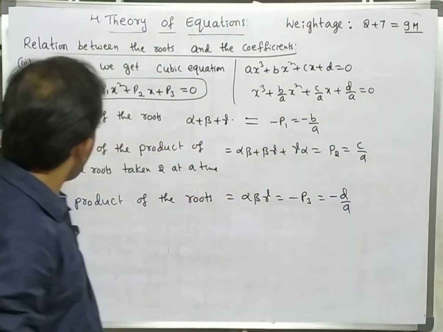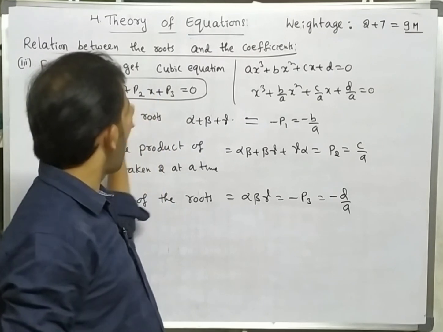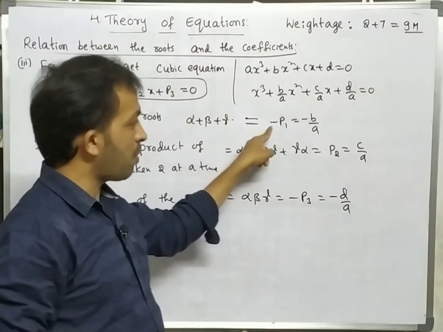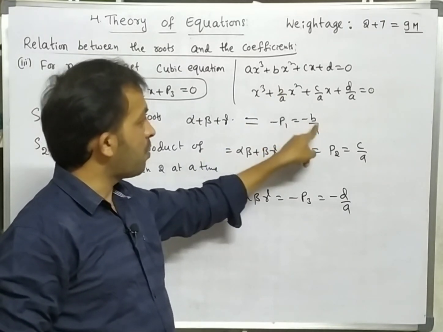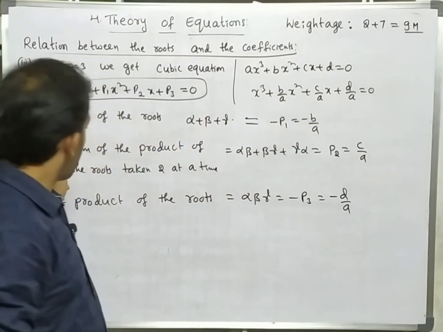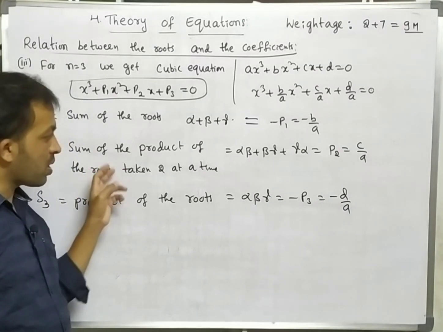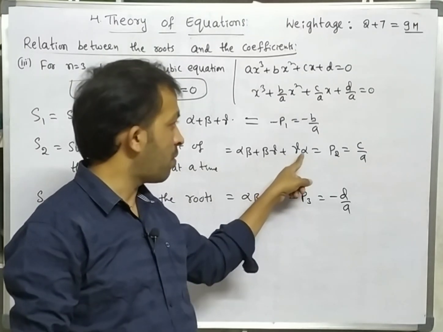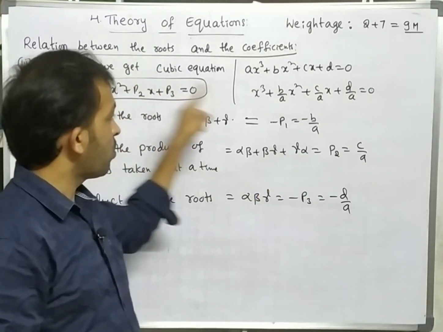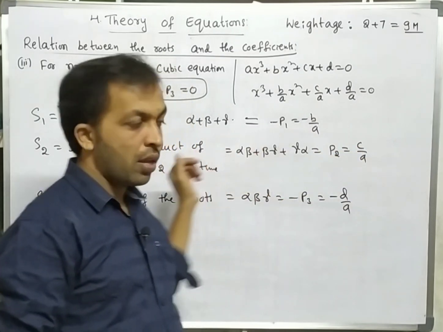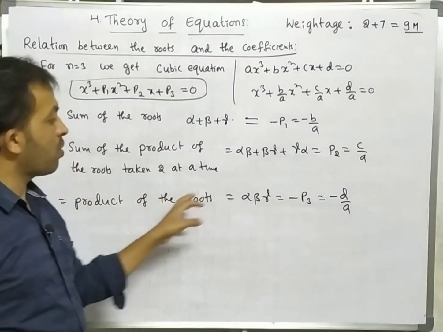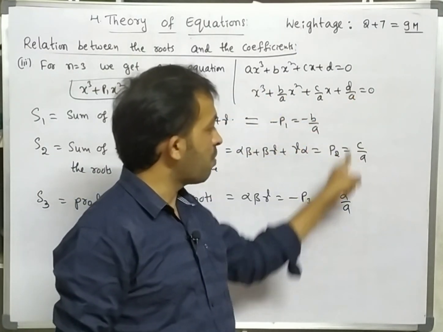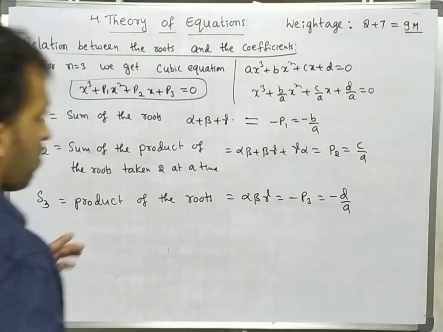Now here S1 is nothing but sum of the roots, which is alpha plus beta plus gamma, which is equal to minus p1, x square coefficient, which is minus b by a. Next, S2, sum of the product of the roots taken 2 at a time, that is alpha beta plus beta gamma plus gamma alpha is equal to p2. Here p2 is nothing but c by a. Next, S3, product of the roots alpha beta gamma is equal to minus p3, that is minus d by a. So remember these formulas, important one.